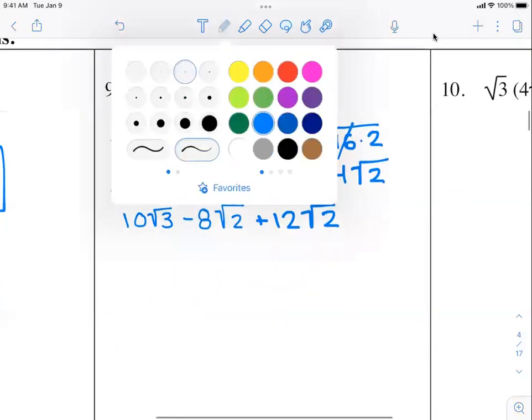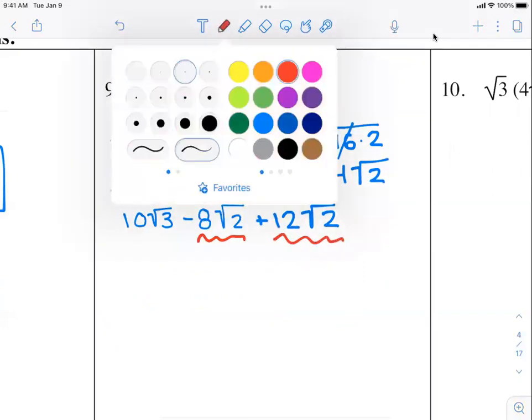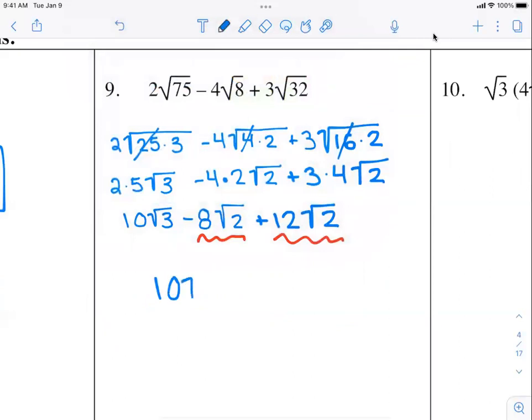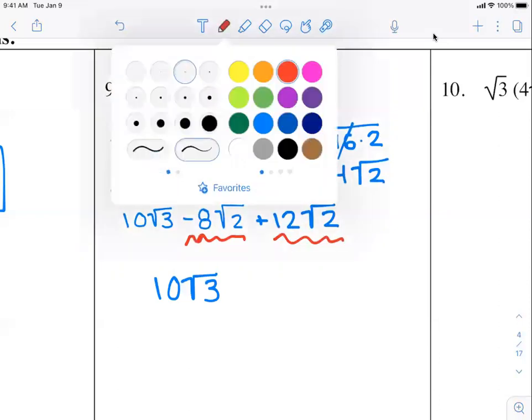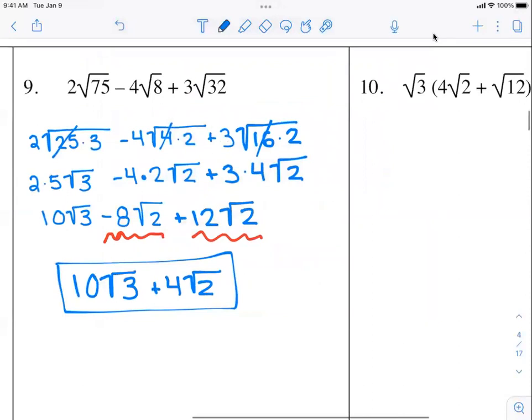Whoa, awesome. Notice here that I have a root 2 and a root 2. So those are going to combine. I cannot do anything with the 10 root 3. It doesn't combine, but I can do negative 8 plus 12. I want to make sure you see that negative sign. And that's going to be a positive 4 root 2. When you're adding and subtracting, the roots do not change. The number inside the roots, the radicand.